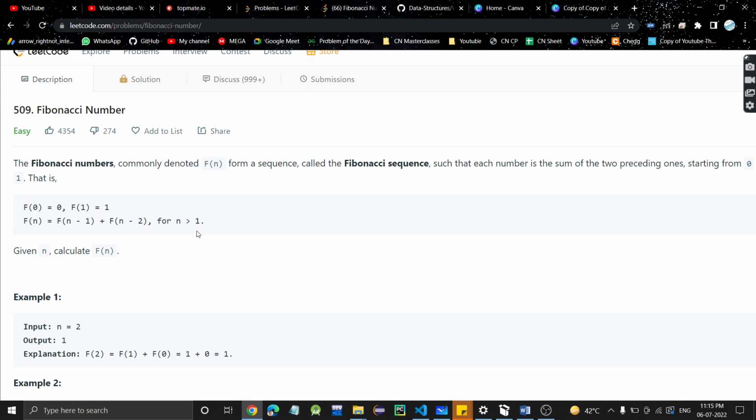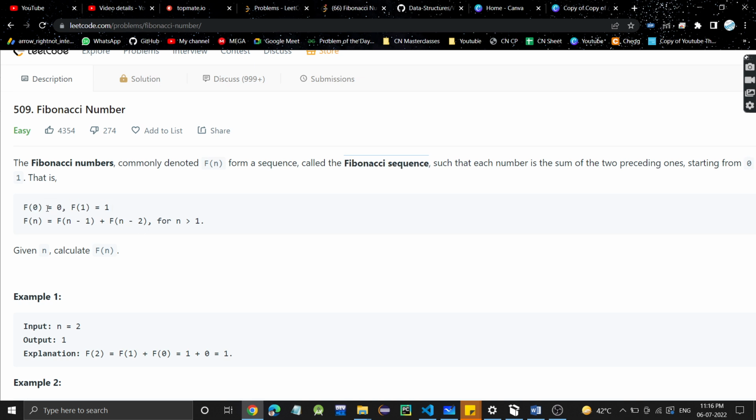So today we are going to discuss another problem. Problem is Fibonacci number. So it's a very basic problem. Let's see what the problem is. In the problem, Fibonacci numbers, commonly denoted f of n, form a sequence called Fibonacci sequence, such that each number is the sum of the preceding ones, starting from 0 and 1. Okay, that is if f of 0 is 0 and f of 1 is 1.